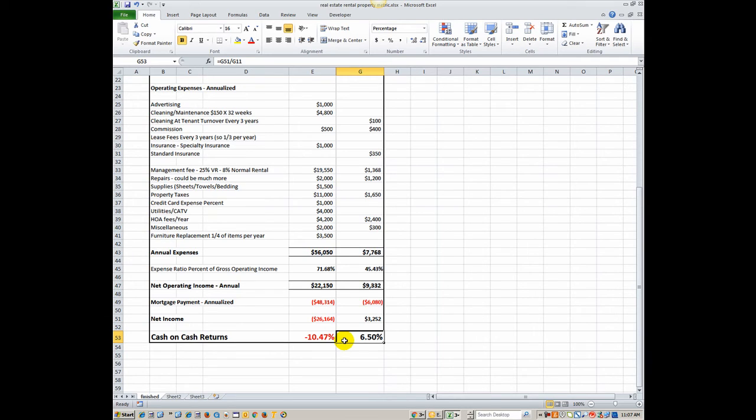Obviously all fictitious numbers, but just to let you see how things may look really good on the outside, but once you get into the numbers, where you really make money in this particular case is on the yearly rental.